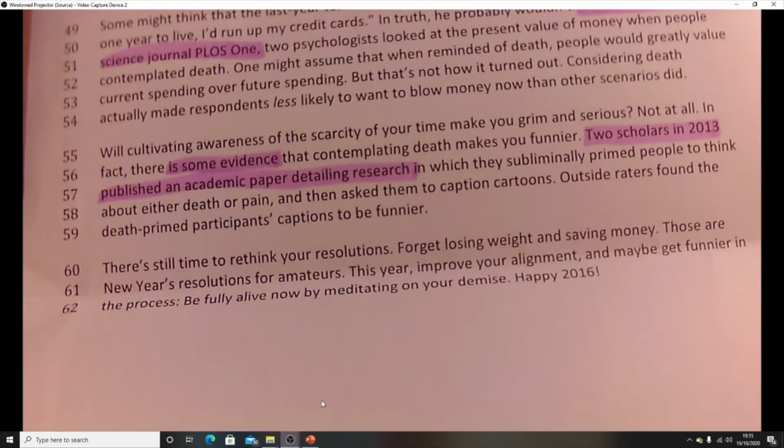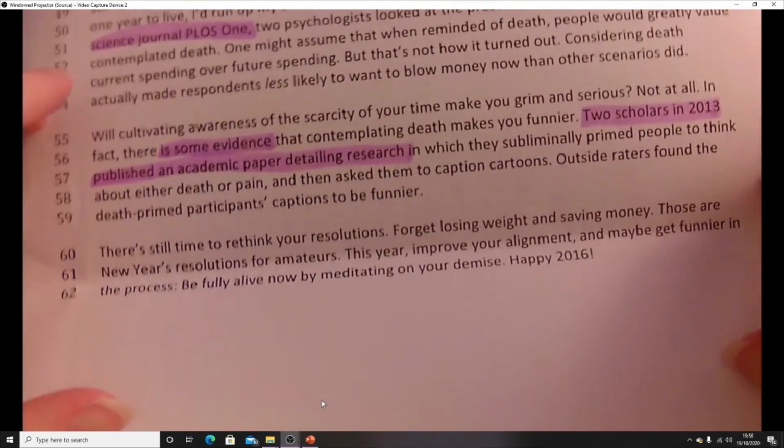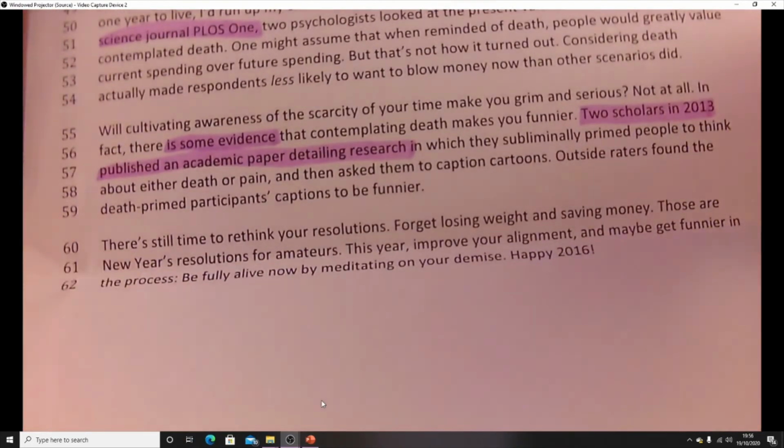Will cultivating awareness of the scarcity of life, of your time, make you grim and serious? Not at all. In fact, there is some evidence that contemplating death makes you funnier. 2 scholars in 2013 published an academic paper detailing research in which they subliminally primed people to think about either death or pain. When asked to caption cartoons, outside raters found the death prime participants' captions to be funnier.